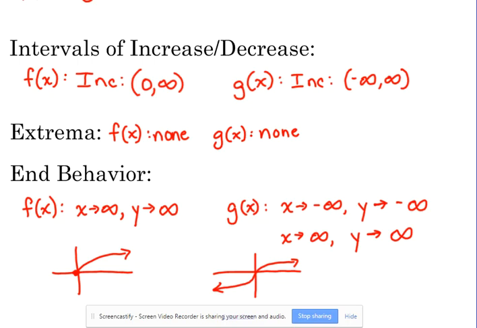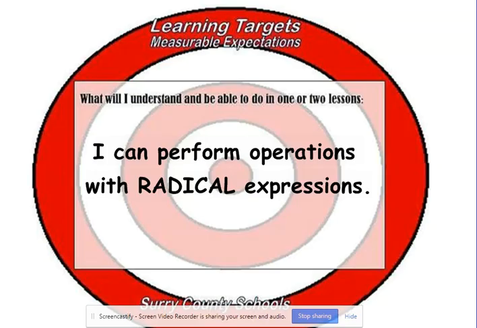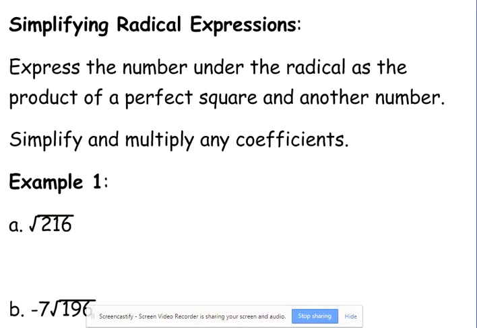We're going to take a step back and look at operations with radical expressions. We're going to start with simplifying. You've been doing this for a while, so some of you have this down pat, some of you still need to work on it. Simplifying radical expressions.